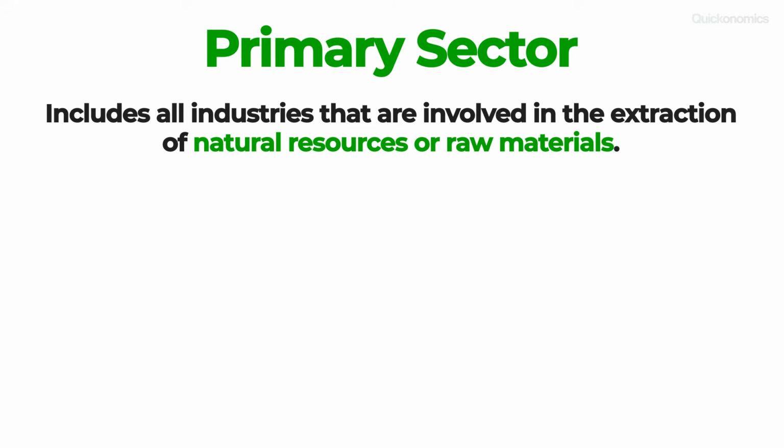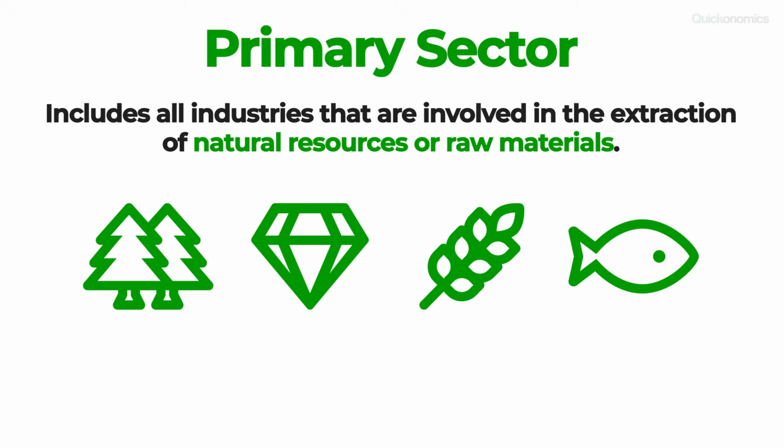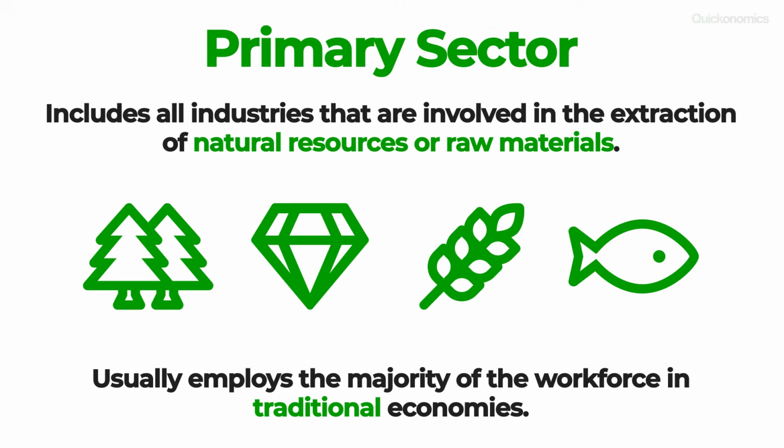The primary sector consists of all industries that are involved in the extraction of natural resources or raw materials. This includes industries such as forestry, mining, farming, and fishing. The primary sector is usually the strongest sector in terms of employment in less developed or traditional economies. However, as these economies advance, technological improvements can substantially increase their efficiency and output, which is why the number of workers employed in the primary sector tends to decrease as the economies develop.